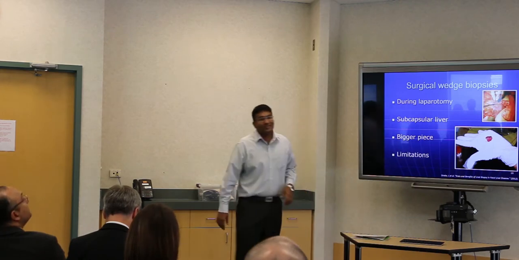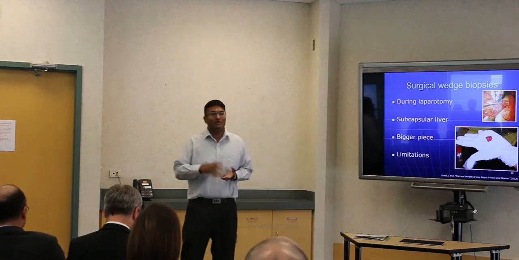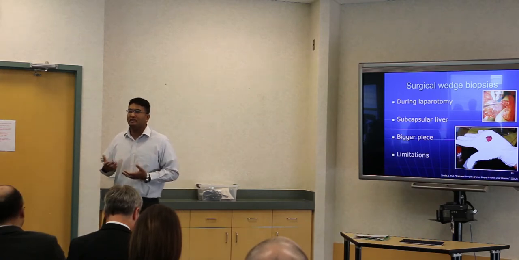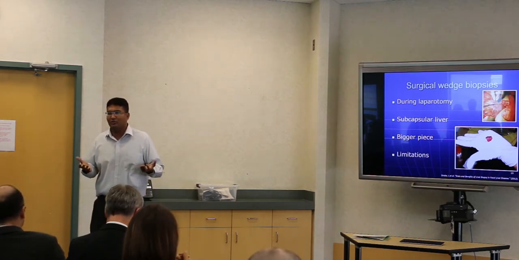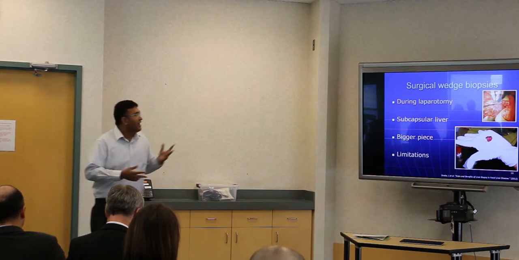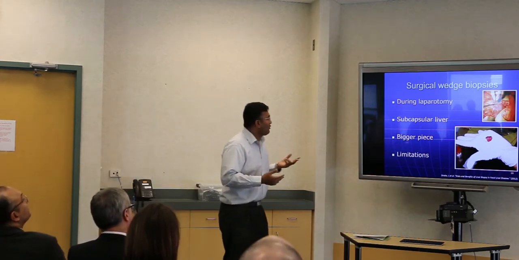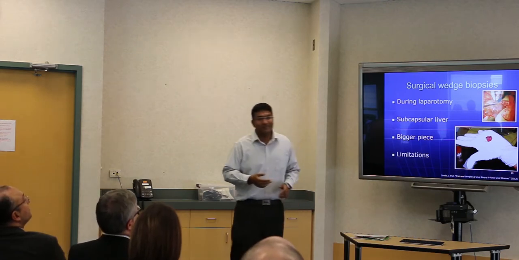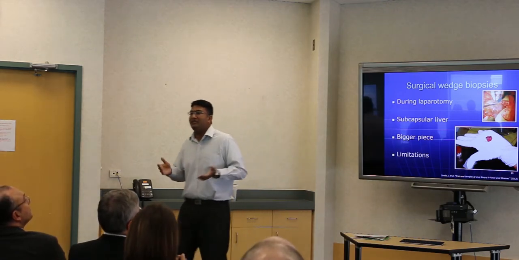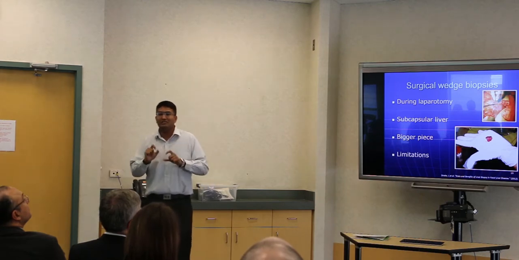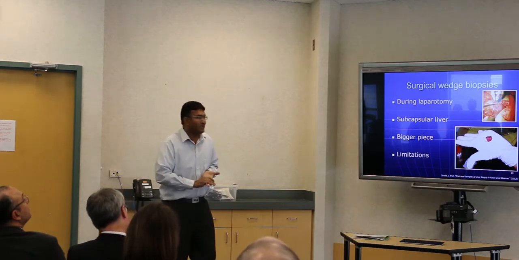Now, what about surgical wedge biopsies? These are small bits of subcapsular liver tissue which are taken during a procedure, like when a patient is going in for definitive surgery for biliary atresia, a Kasai portoenterostomy, and you take a small bit of liver tissue, a subcapsular wedge. The good thing about this is that it gives you a bigger piece. The disadvantage is that you have a focal tissue. In patchy diseases, you will not be able to pick up the pathology with this.